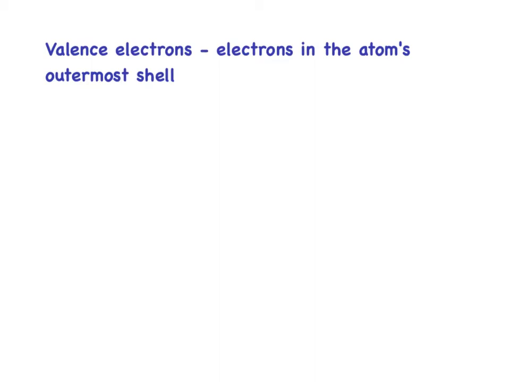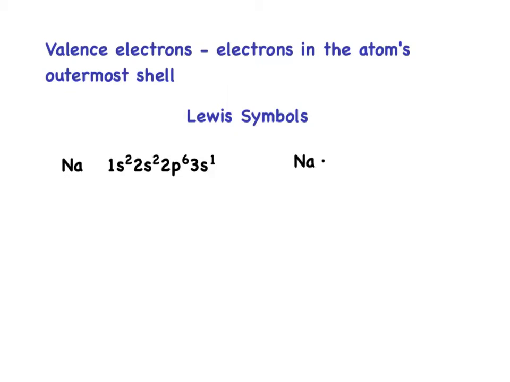And each of these types of bonds depends on the atom's electron configuration, and especially the atom's valence electrons, the electrons in the atom's outermost shell. One way of keeping track of valence electrons is to use Lewis symbols. A Lewis symbol is simply the symbol of the element with dots representing electrons. Here's sodium's electron configuration. Remember that sodium has one electron in its valence, in its third shell. And so its Lewis symbol would be its symbol Na with one dot for that one valence electron.